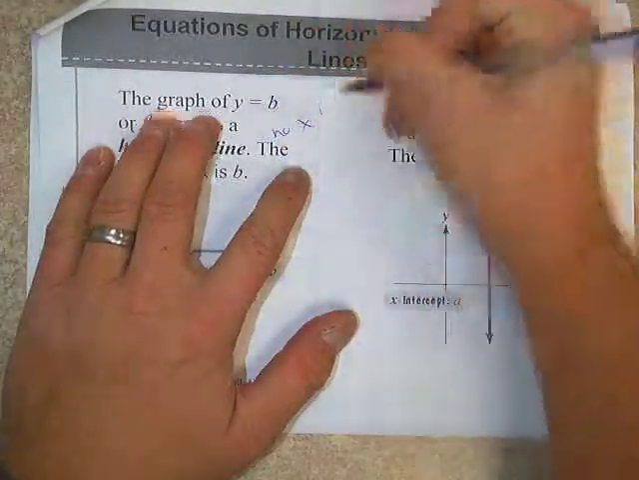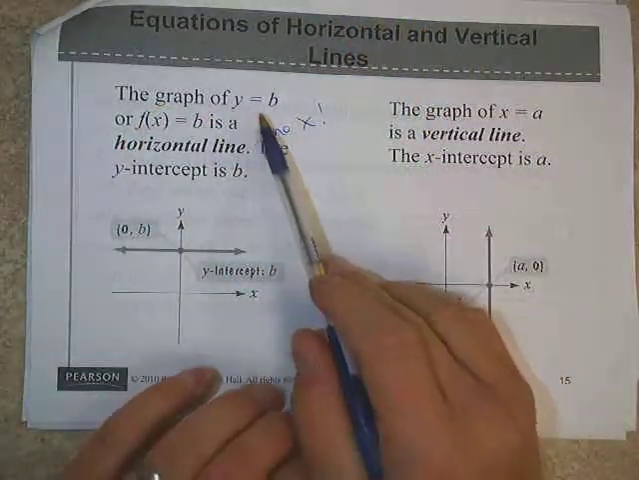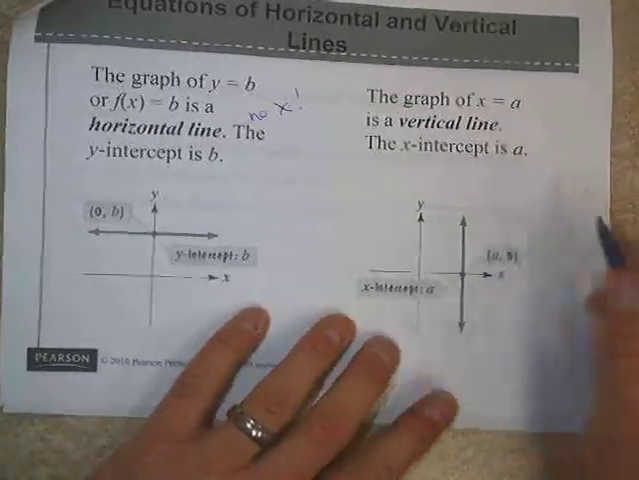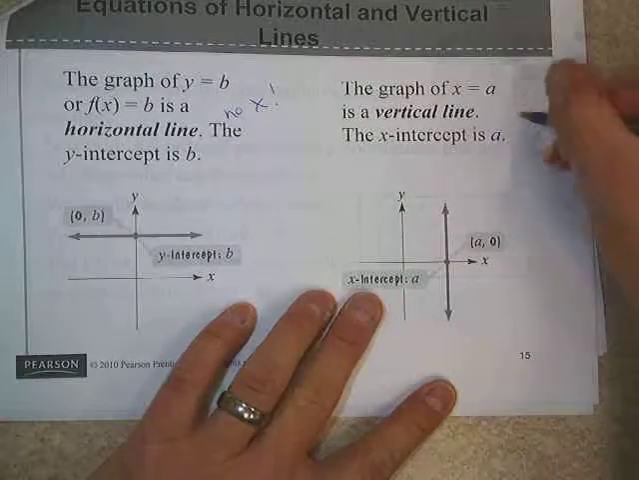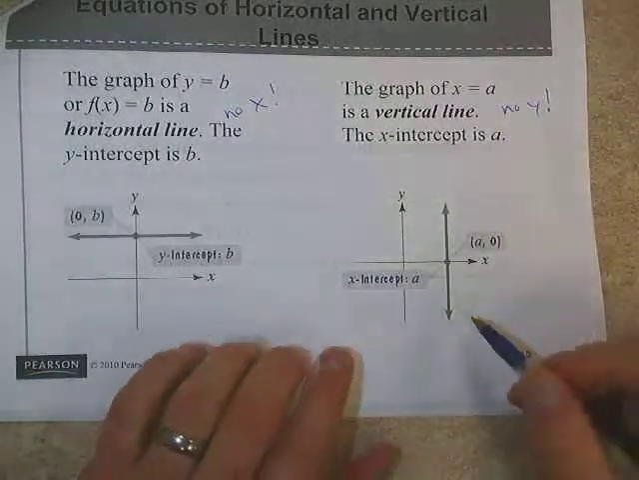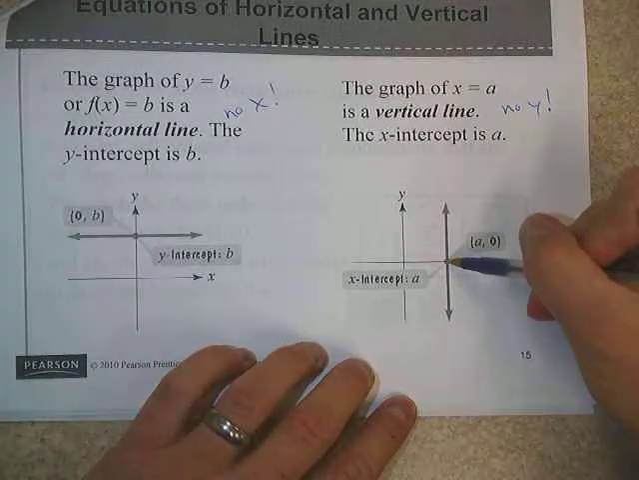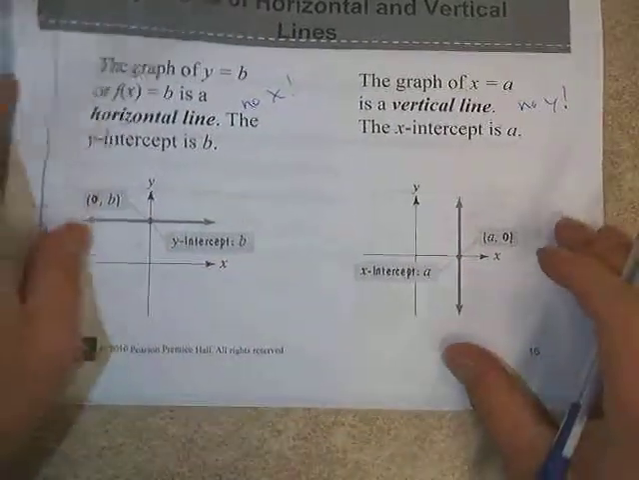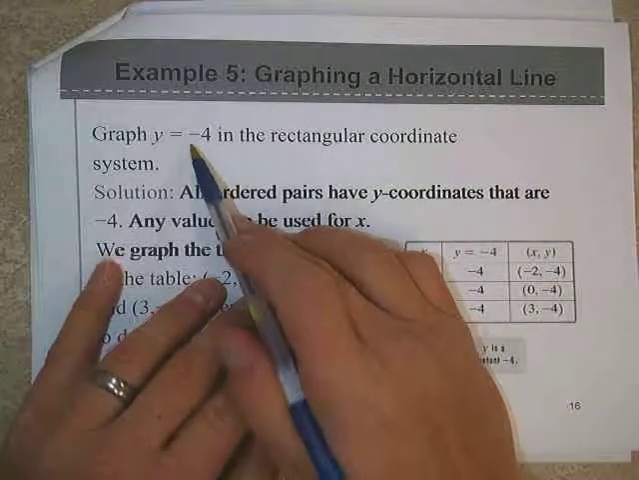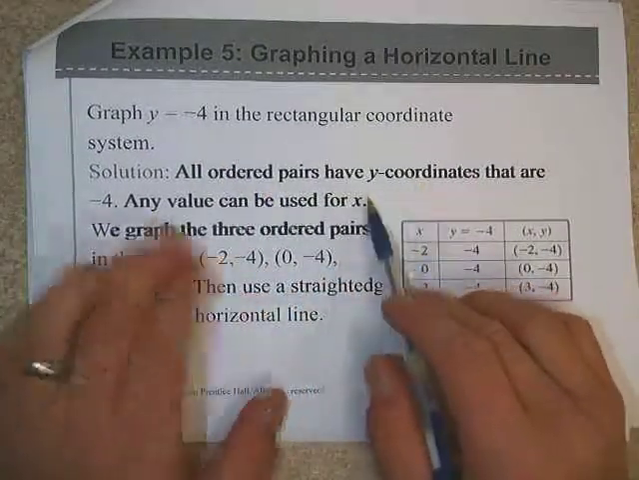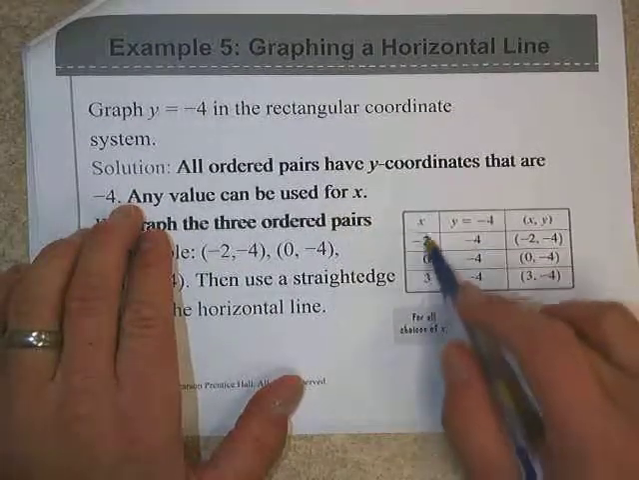Now, a couple of special kinds of lines that we're also going to deal with are horizontal and vertical lines. If I have a graph that's y equals b, just some constant, notice there's no x involved. If there's no x, then it is a horizontal line and it has a y-intercept of b. If it's a vertical line, it's x equals something. That means there's no y. If it's a vertical line, there is no y here. We would have an x-intercept of a, and we would draw the line straight through those points.